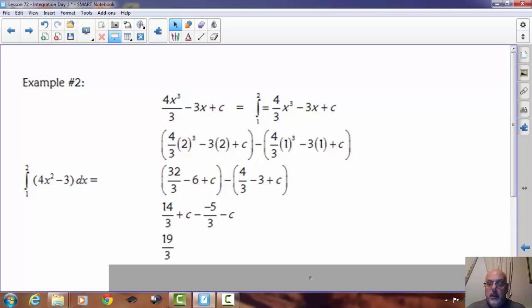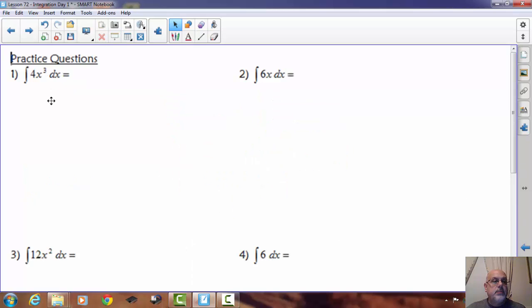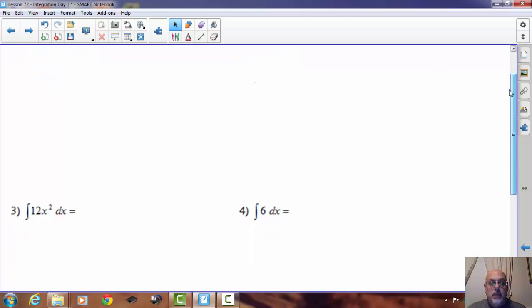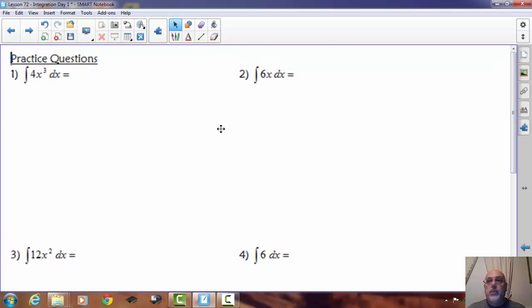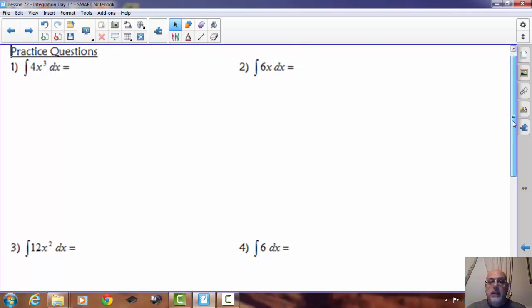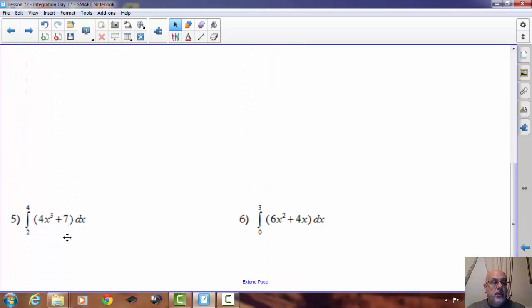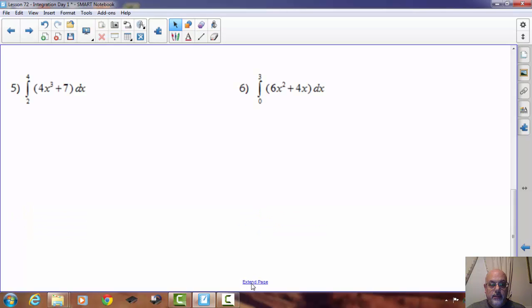Okay. What I have on the next page are some practice questions. I want you to do those. The first 4 are nothing more than antiderivative questions like we've been doing. Okay? Just like we had on the quiz. The last 2 are evaluating the integral for the upper and lower limits that I have here. I want you to start working through that. Use example 1 and 2 that we just completed as a model.